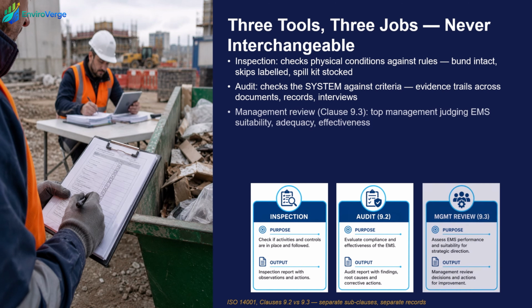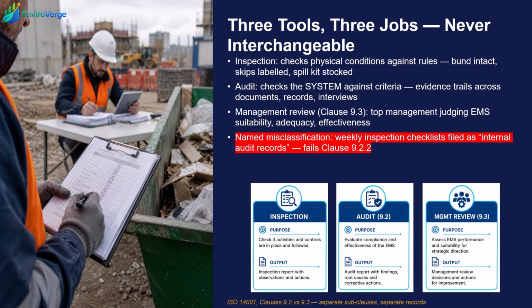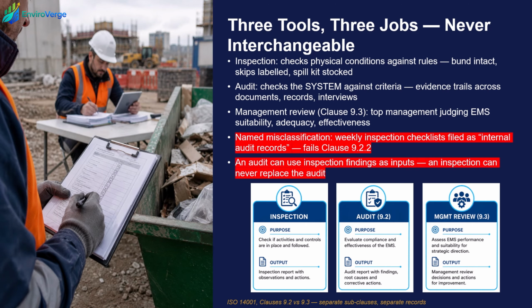And management review, clause 9.3, is different again. Top management judging whether the whole EMS remains suitable, adequate, and effective. Here's the misclassification I see on real sites constantly. Weekly inspection checklists filed in a folder labeled Internal Audit Records. That folder fails clause 9.2.2. An audit can use inspection findings as input. An inspection can never replace the audit.